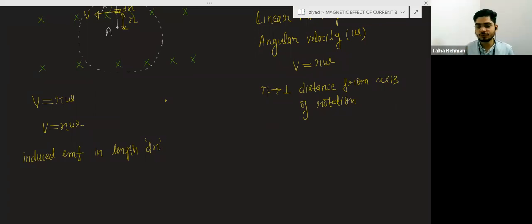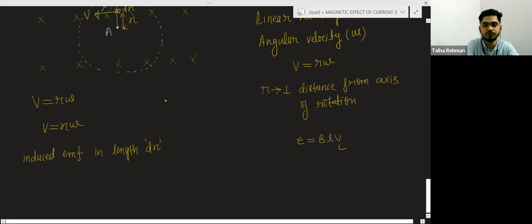For that you should know what the motional EMF is. The motional EMF formula is given by the magnetic field in which the coil or the wire is placed, the length of the wire, and the velocity. And this velocity is the linear velocity. This thing you should know.